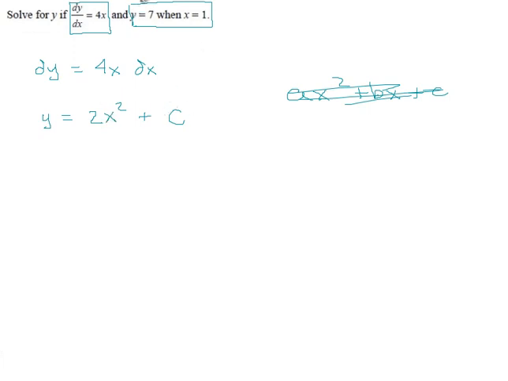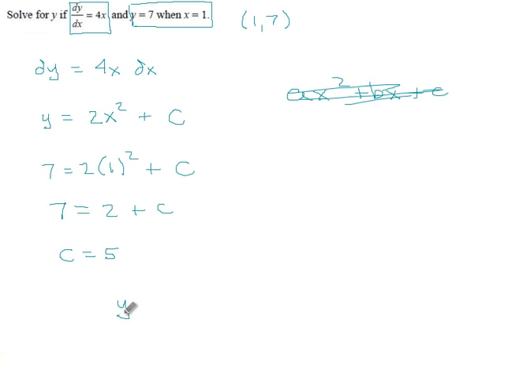In this case, they're telling us y comes out to 7 when x is 1. In other words, this function goes through the point (1, 7). You can see how that can help us out. If x is 1, y is 7, we can take this function and say, okay, y, you're 7. X, you're 1. C, you're now cornered. You're the only variable left in this thing, so we should be able to solve for the value of c now. 7 equals 1 squared is 1 times 2 is 2, plus c, subtract 2 from each side. C must be 5.